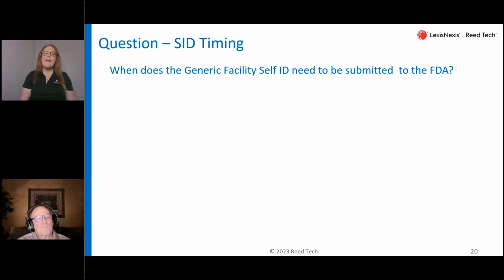Okay, so again, timing. That's what everyone's concerned about. How much and when? They are the biggest question. When does the generic facility self-ID need to be submitted to the FDA? All right, so we talked about a date earlier. October 1 was a deadline for submitting the monetary, the user fees. So that was a financial deadline. Now we're talking about reporting data and self-identifying your product, and that has a different date. Who knows why, but it is what it is.